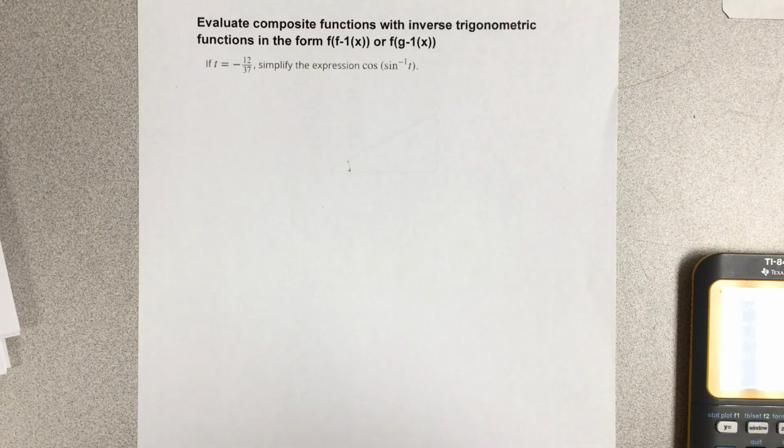In this video, we're going to evaluate composite functions with inverse trigonometric functions in the form of f of f inverse, or f of g inverse. It says if t is equal to negative 12 over 37, simplify the expression cosine sine inverse t.